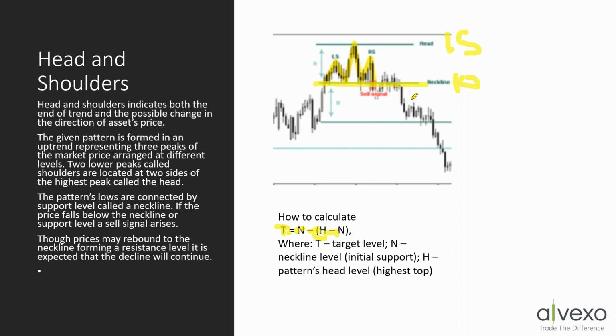In order to get our target point, because we would be entering a sell, our target would be N, the neckline, which is 10, minus the head, which was 15, minus the neck, which was 10. That gives us 10 minus 5, or 5. So our target price for our possible trade would be here at 5. You need that target price to set your risk-reward ratio and calculate when you'd want to exit the market. Your sell signal will be generated when price breaks the neckline at the end of the right shoulder.